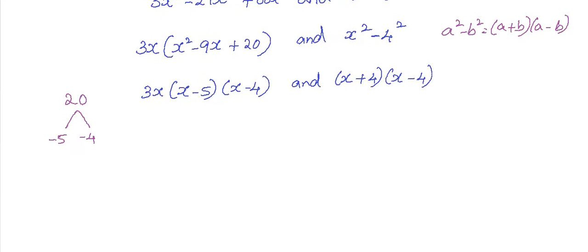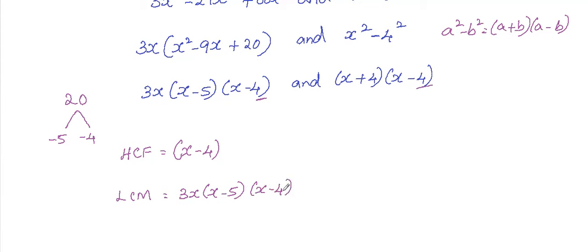Now find the HCF and LCM of these two polynomials. HCF, the highest common factor of these polynomials: we have x minus 4 in this and we have x minus 4 in the other polynomial as well. So HCF is x minus 4, and LCM, the least common multiple, is 3x into x minus 5 into x minus 4, and we have x plus 4.